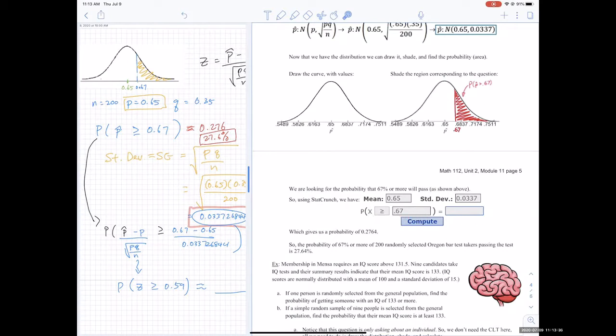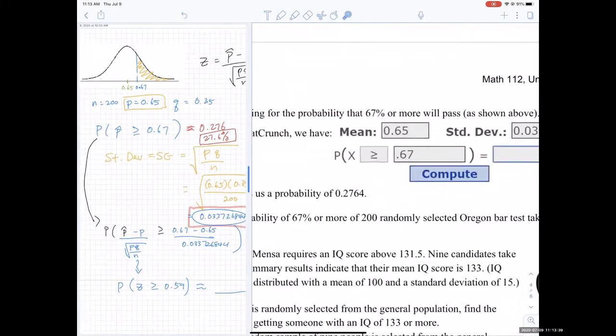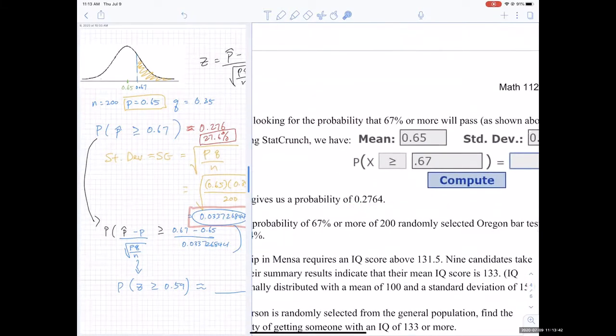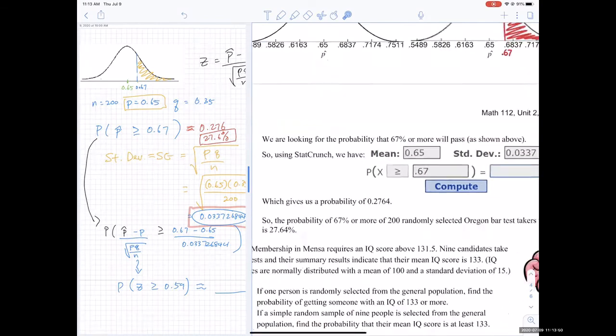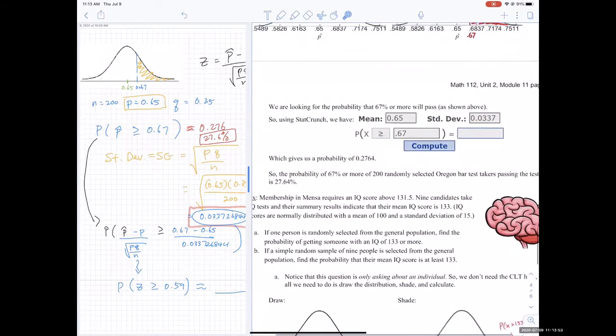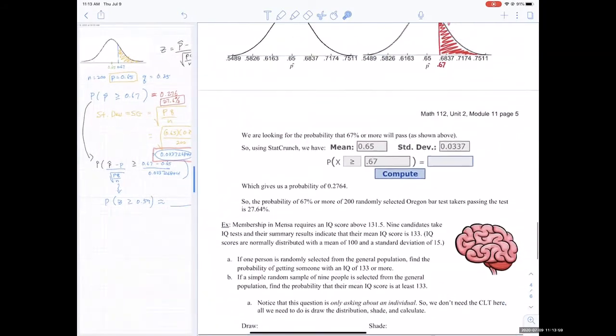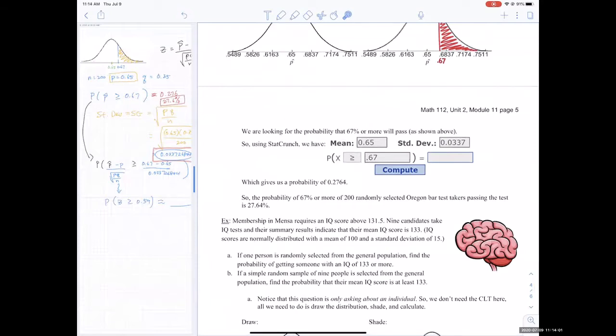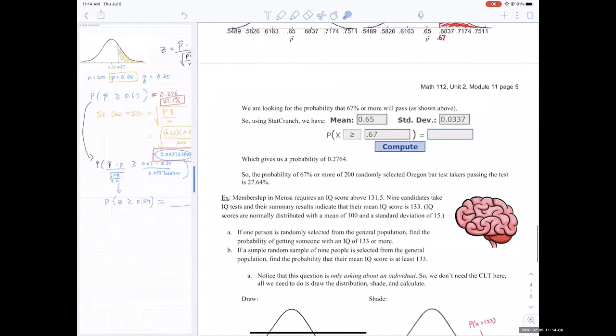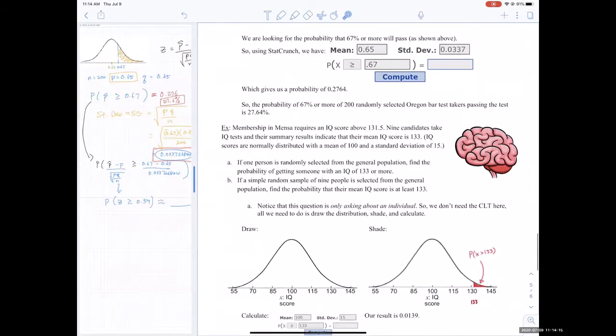And if you compute that, I believe everyone got 0.2764. Yes, confirmation. Okay, good, thank you. So the probability that 67% or more of 200 randomly selected bar exam takers pass the exam is 27.64%. So far, so good? Any confirmation? Okay, all right.